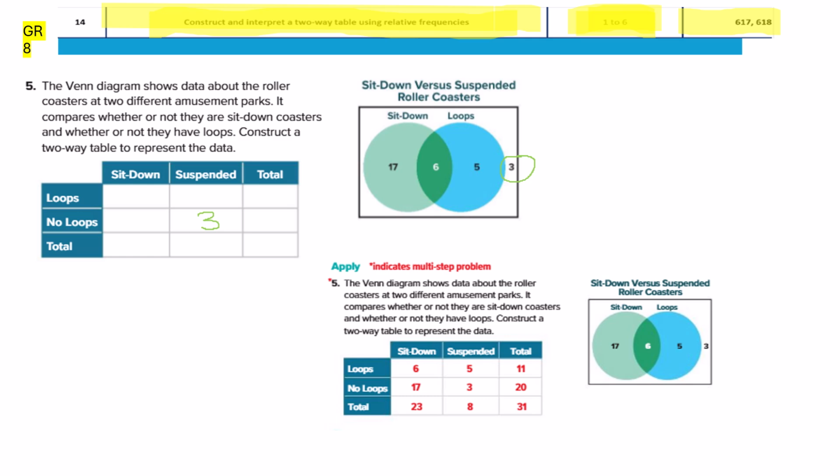Then you go to sit down. What's the total for sit down? You add 17 plus 6 and it will give you 23. Your total is 23, right? So your sit down is 17 and they do not do loops. And then we know those that sit down and do loops will be 6. Now 17 plus 3 we already know will give us 20.